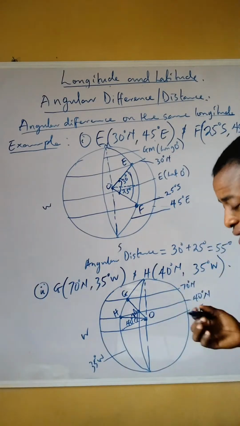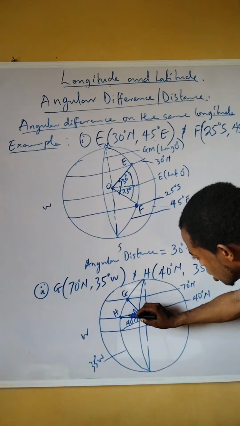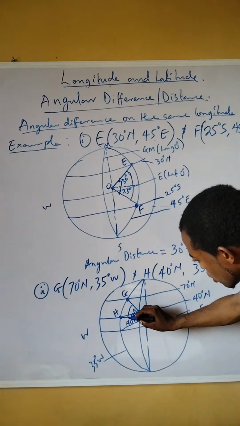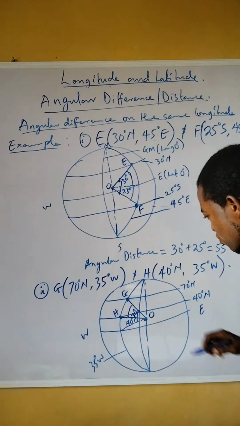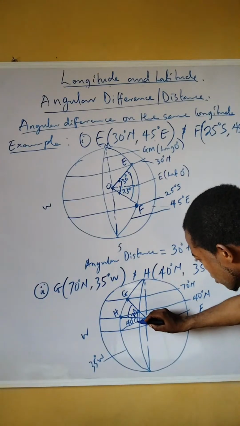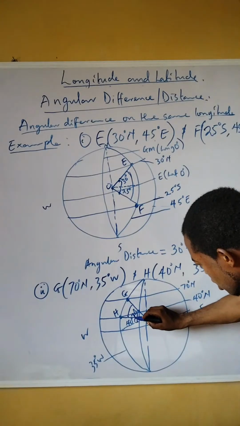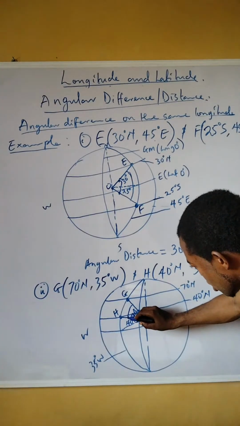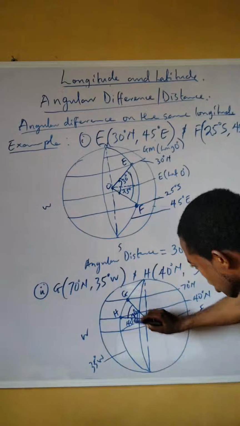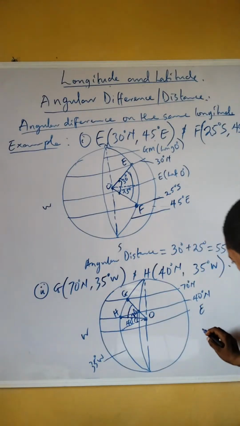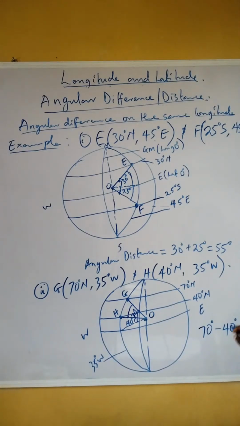Now, the distance we are interested in is from G to H, which is this place alone. And you know that if from 0 here to G is 70, and from 0 to H is 40, then from G to H is now what? That will be 70 degrees minus 40 degrees. And that will give us 30 degrees.